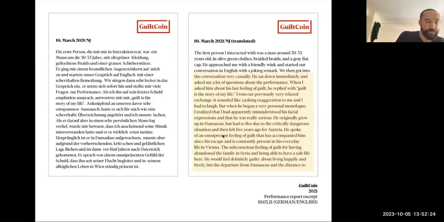It goes on. I was really pleased by the way that the work could allow for multiple points of entry. It was really important for me for it to remain open.